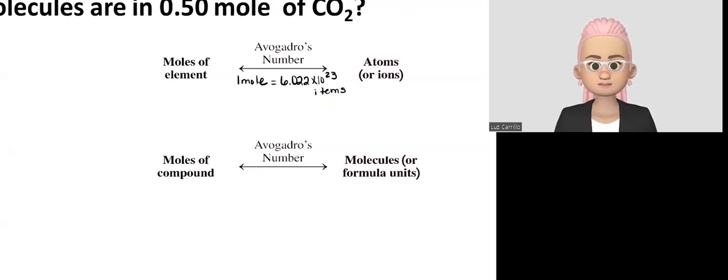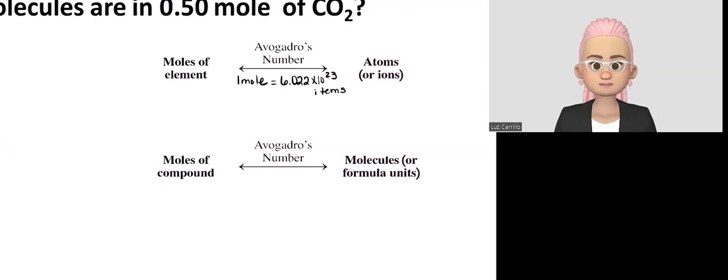Now, when it comes to moles of compound, and you need to convert it to molecules or formula units, we are not going to be utilizing formula units. You also use Avogadro's number. It is important to note that depending on the direction of the conversion that you're doing, you may have to multiply by Avogadro's number, or you may have to divide by Avogadro's number.